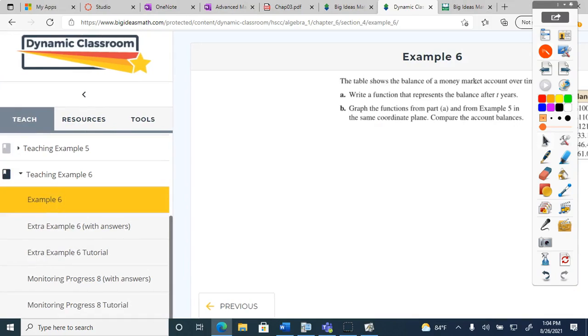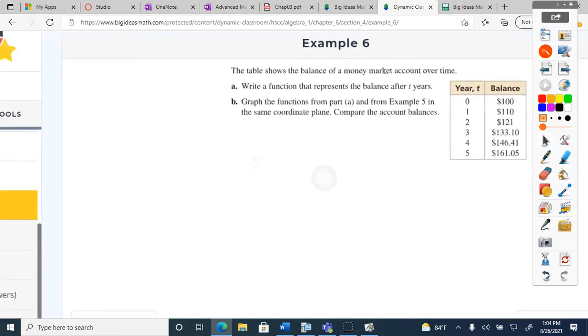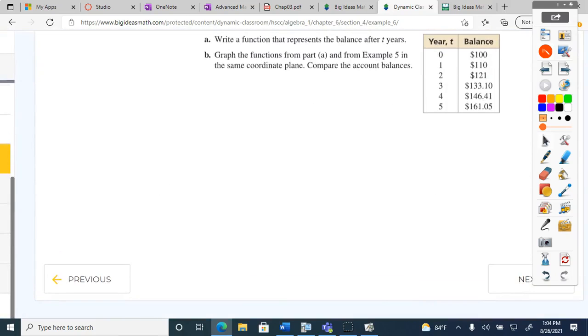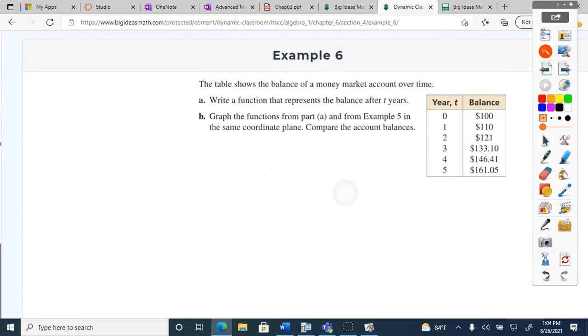All right, I forgot our last one. The table shows a money market account. So you can get these at the bank. A money market account is like a savings account, but different.